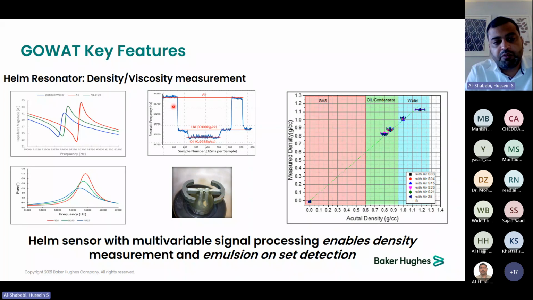So this is an example from the flow loop. As you can see, when we are reading in the air, this is the frequency response, and we are converting that to density after calibrating it at surface.